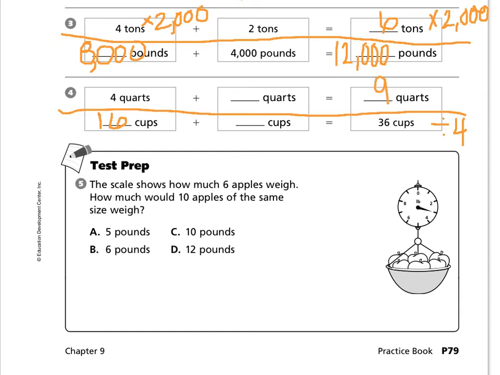Now I'm going to go to the middle box. I need to figure out 4 plus what equals 9 quarts. And I know that that would be 5 quarts. Now I can do how many cups.